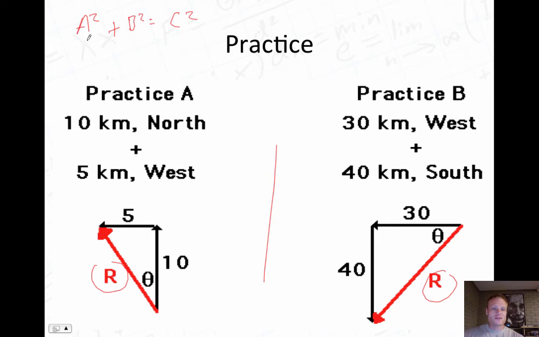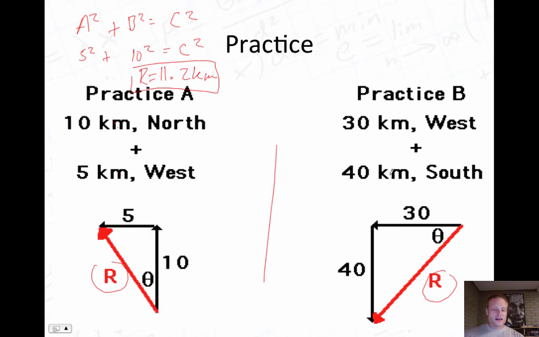So I'm going to take 5 squared plus 10 squared equals c squared. Or if you want to call this r, you could. C is r, okay? So if you do that math, and it does involve a little bit of square root action, I get an r of 11.2, and this would be in kilometers. How do I know that? Because these two measurements were in kilometers also. So the length of the hypotenuse is 11.2 kilometers.